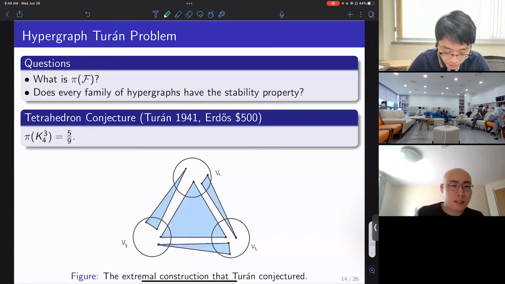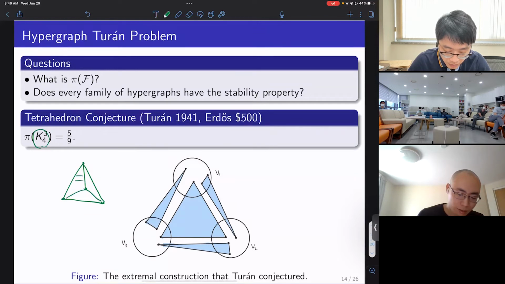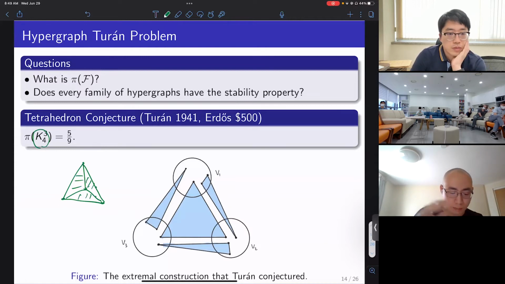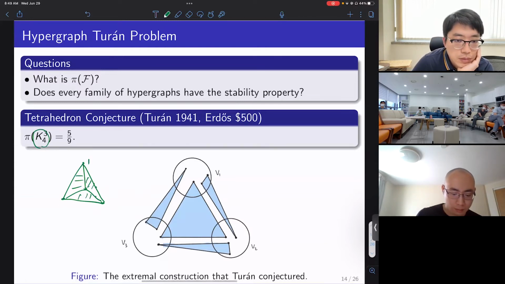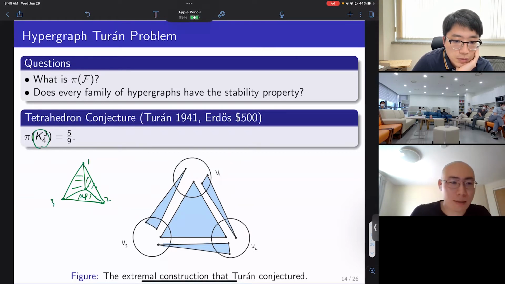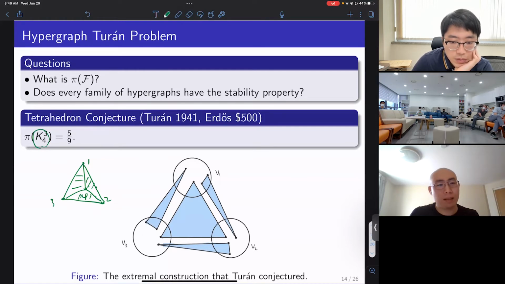So let's recall what this graph is. This graph is a 3-graph on 4 vertices. It has 4 edges. And also you have this bigger triangle. It looks like a tetrahedron, so we call it the tetrahedron conjecture. So when you forbid this simple 3-graph, can you tell me the maximum number of edges you can have? This is Turán's conjecture.